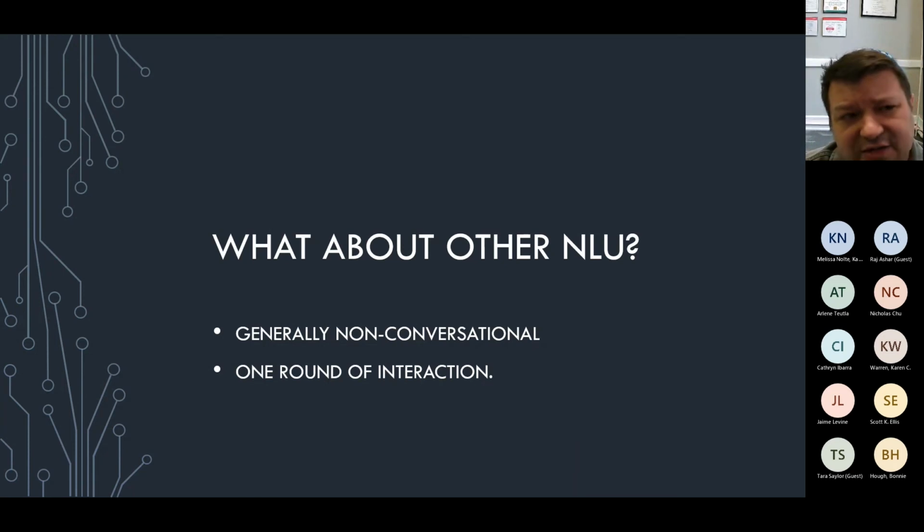LegalNav, Spot, spam filters, these are all examples of natural language understanding technologies as text classifiers. They're just not conversational AI. It's always just one round of interaction. You send text to it and then it sends you back what it thinks is a legal issue. And that's about the end of the interaction.